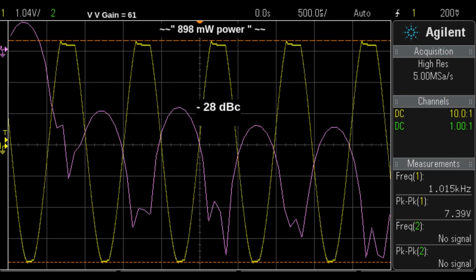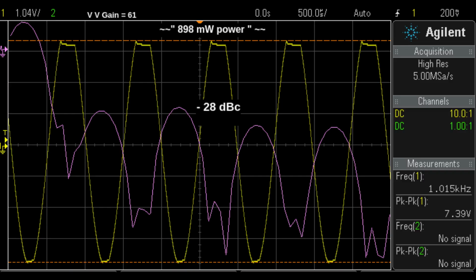Yikes, gang! Look what happens when we drive the LM386N-4 to 7.39 volts peak to peak. The third harmonic is only 28 dB down from the fundamental. We are squaring up and entering compression. Some might call this 898 milliwatts of output power, but that seems like inaccurate storytelling.